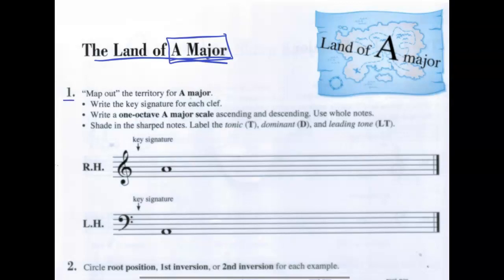So let me read number 1. Map out the territory for A major and write the key signature for each clef. Write a 1-octave A major scale, ascending and descending. Use whole notes, and shade the sharp notes. Label the tonic, dominant, and leading tone as T, D, and LT.